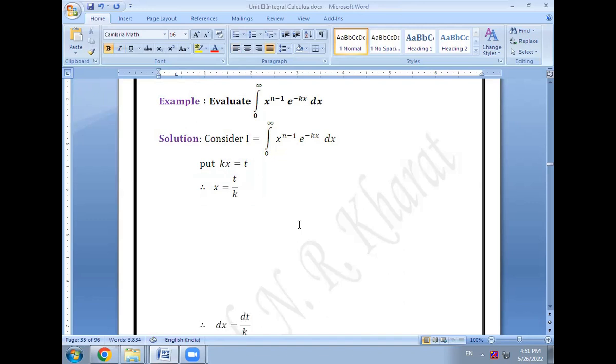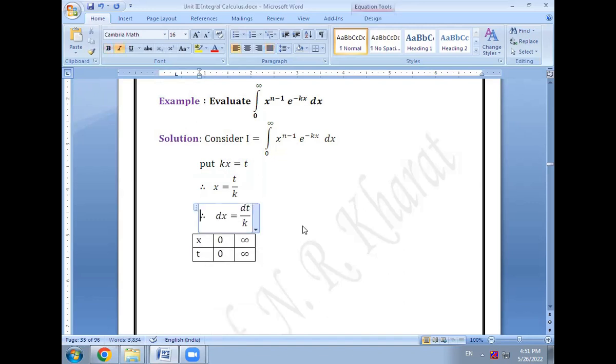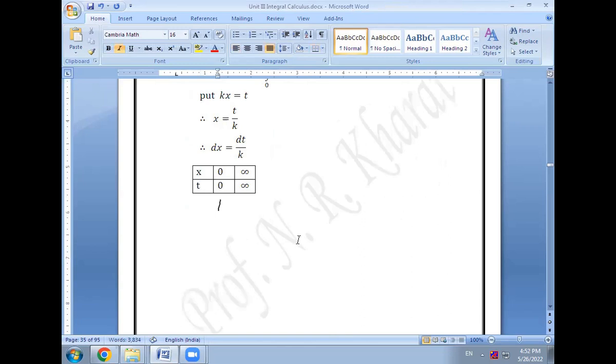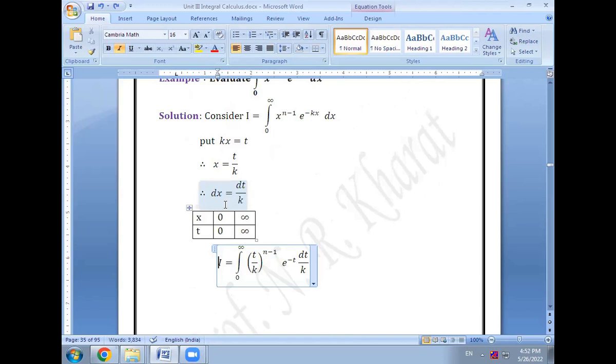Then we have to differentiate this with respect to the variable. So derivative of x becomes dx and the derivative of t becomes dt, and k is constant, it remains as it is. So the value of x is equal to t upon k. Therefore the value of dx is equal to dt upon k, and the limit of integration remains same. When x is 0, the value of t is also 0. X equal to infinity, the value of t equal to infinity. So we have to change the variable of the integration.